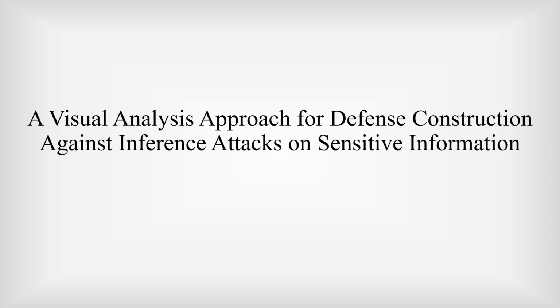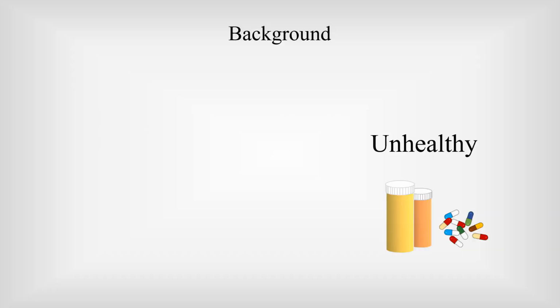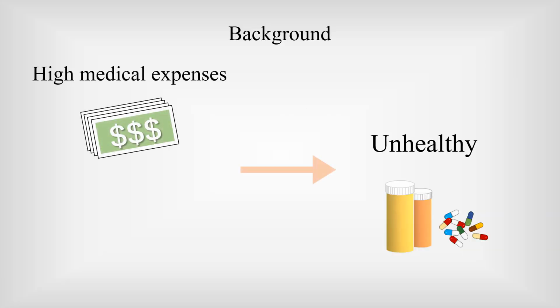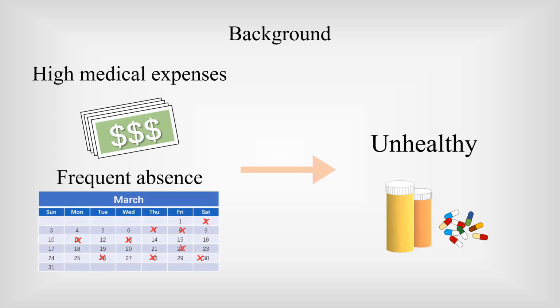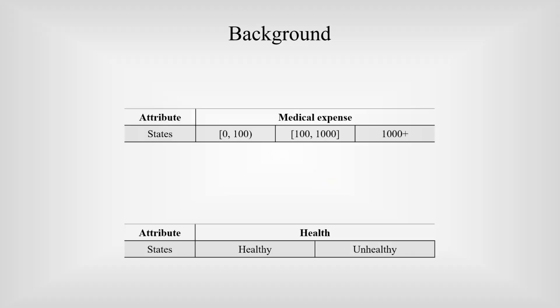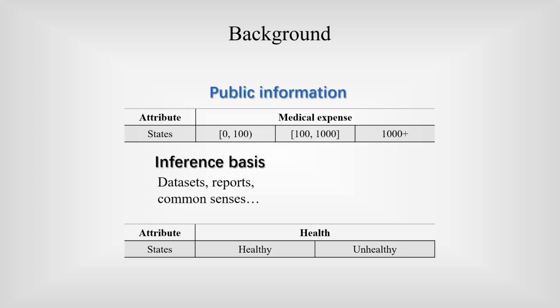We present a visual analysis approach for defense construction against inference attacks on sensitive information. When examining a data set, we can speculate conclusions by inferring from other factors. For example, in a medical data set, an individual is likely to be unhealthy if they demonstrate high medical expenditure. Similarly, adversaries can extract inferences from datasets, reports, or common senses, and infer the sensitive states of individuals from a supposedly sanitized dataset. In other words, it's not enough to merely remove sensitive information before publicly sharing the data.